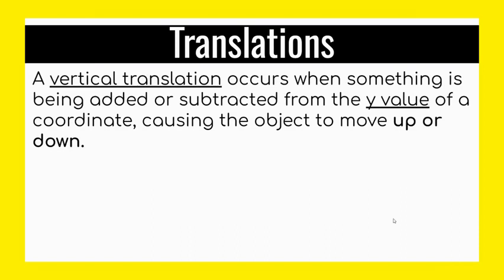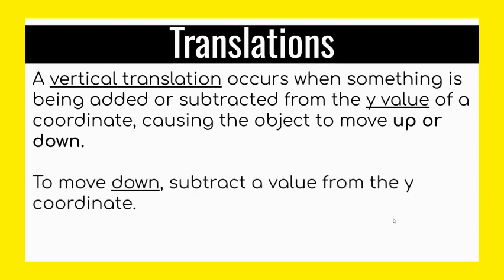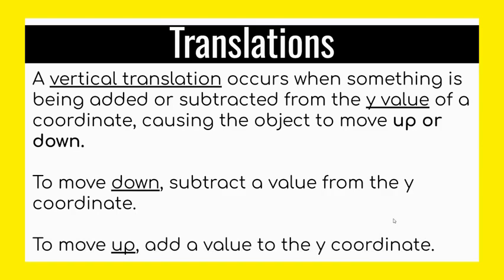Vertical translations occur when something is being added or subtracted from the y value of a coordinate, causing the object to move up or down. Remember, our y-axis is vertical. It runs up and down. Therefore, if I'm moving vertically, I must be moving in the y, and I'm going up or down. To move down, you're going to subtract a value from the y-coordinate, and to move up, you will add a value.